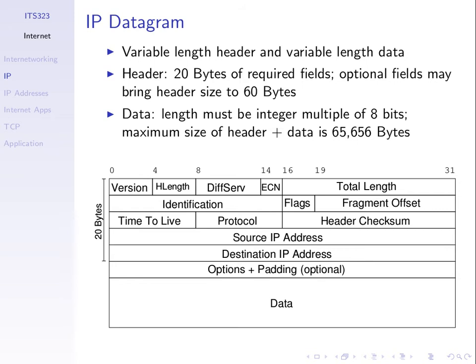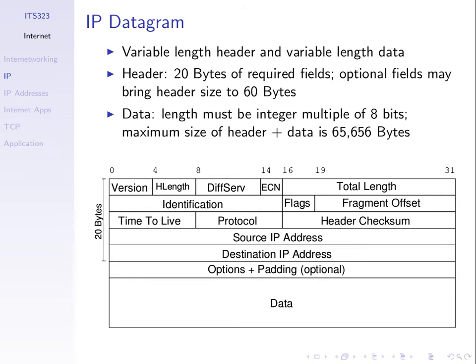Time to live is like a hop limit. We decrement the time to live as the datagram is forwarded by each router. So let's say it starts at 10, we send it to a router, it will decrement to 9, send it on. Once it gets to 0, it's no longer sent. Protocol field, and we'll see more of that today, identifies the protocol that put the data inside this datagram, the transport protocol specifically.